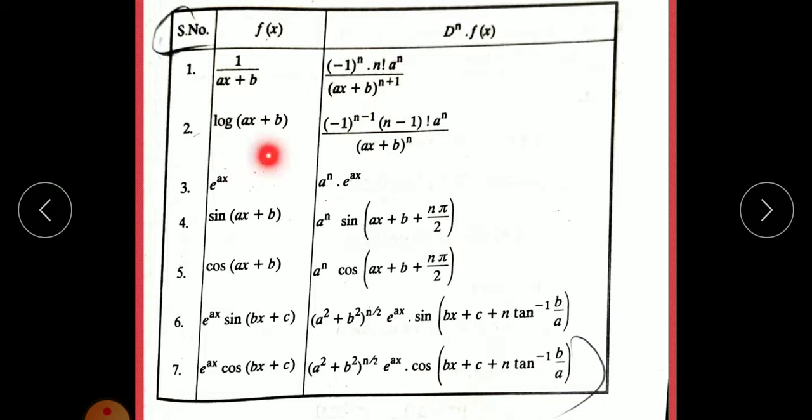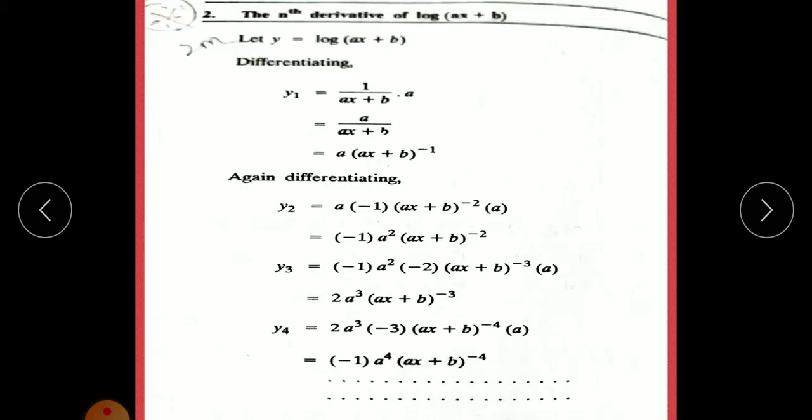Then log of ax plus b, if we are differentiating, we will get this answer. e power ax gives a power n into e power ax, sin of ax plus b gives a power n into sin of ax plus b plus n pi by 2, likewise cos ax plus b. Then e power ax into sin bx plus c, we have the result, and e power ax into cos bx plus c also we have the result. So here I have taken only the two things which are important for the university questions for proving the result. Only two items I have taken.